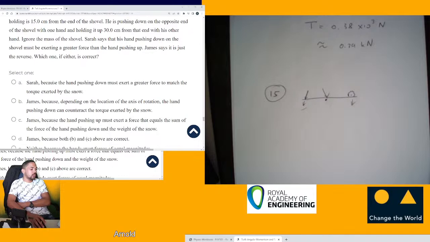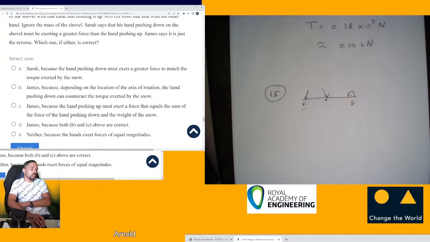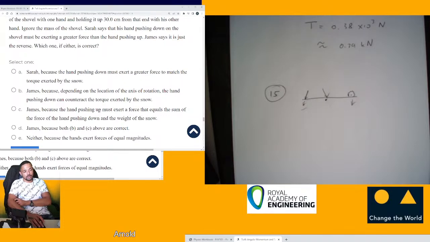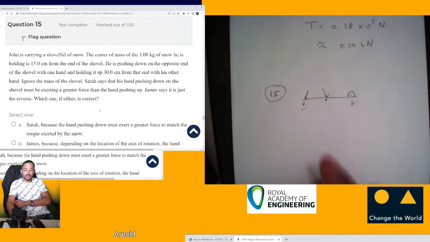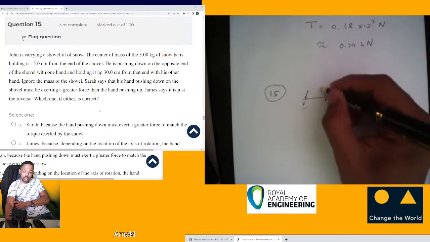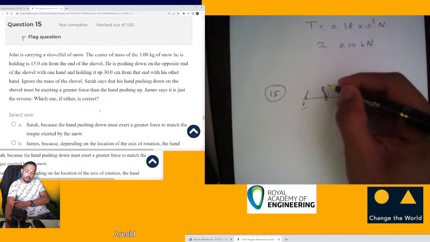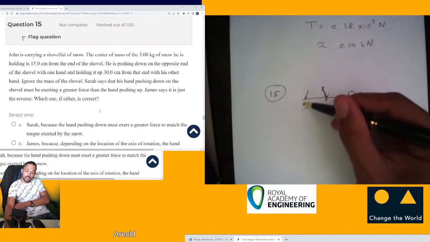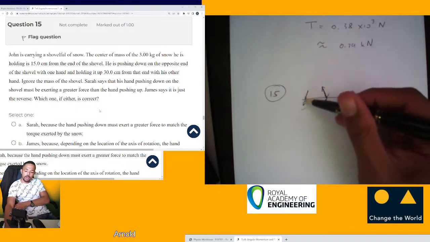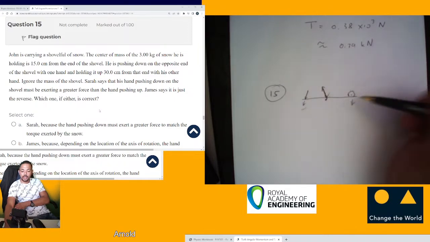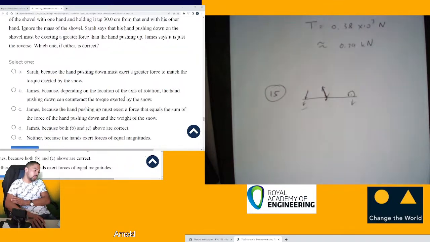In this case, James is correct because the hand pushing up must exert a force that equals the sum of the force of the hand pushing down and the weight of the snow. So that force is always greater. This force holding the shovel in place, pulling it upwards, must be greater than this force because it has to hold this force. It must be in balance with this force pushing downwards and the weight of the snow. So C.